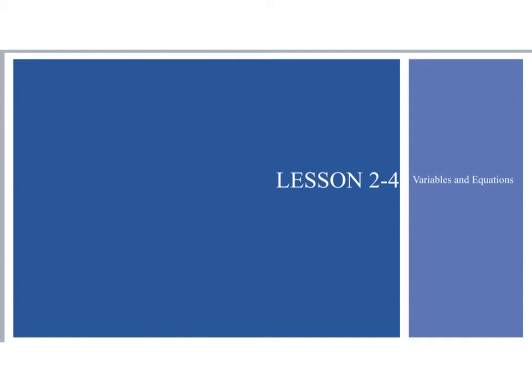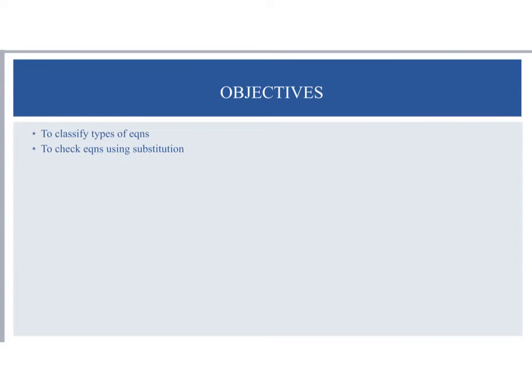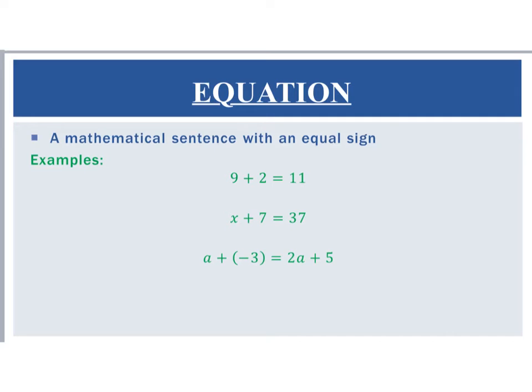Today we're going to look at variables and equations. Specifically, we're going to look at classifying types of equations, and then we're going to see how to check equations using a method called substitution. To begin with, we're going to make sure we understand what an equation is.